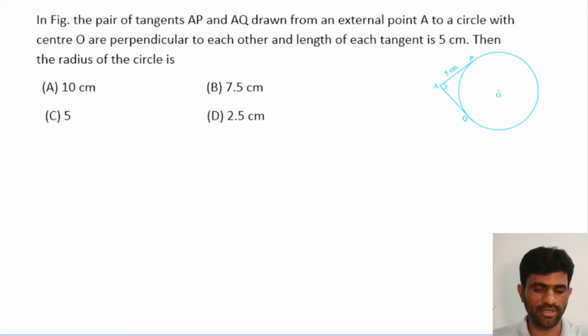Here in this question, if you read, we have a pair of tangents from an external point A to the circle, that is AP and AQ, and the length of each tangent is 5 centimeters. And the two tangents are perpendicular to each other. Two tangents are perpendicular to each other means what? The angle between the two tangents is 90 degrees and the length of each tangent is 5 centimeters. Then we have to find out the radius of the circle.